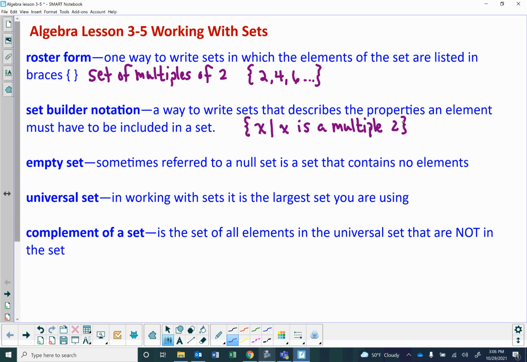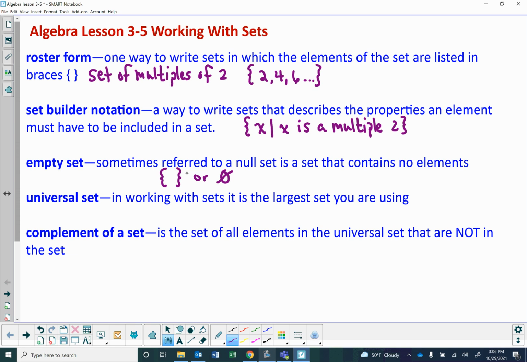An empty set, sometimes referred to as a null set, is a set that contains no elements. It can be written in one of 2 ways. You can have brackets that have nothing in it, or you can use the null sign, which is a 0 with a diagonal line through it, meaning it's empty.